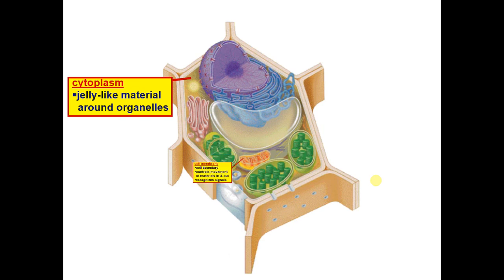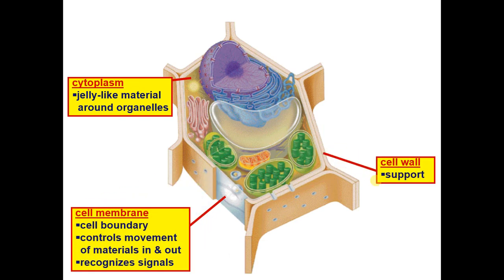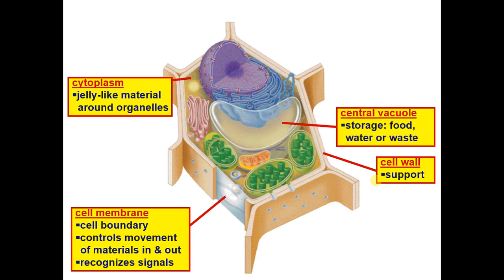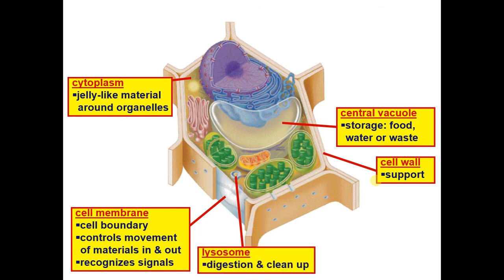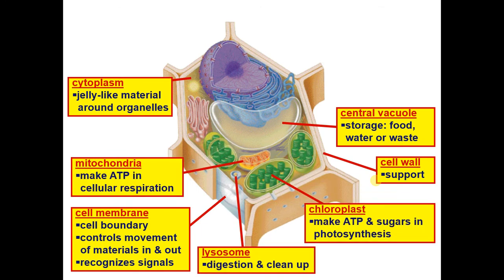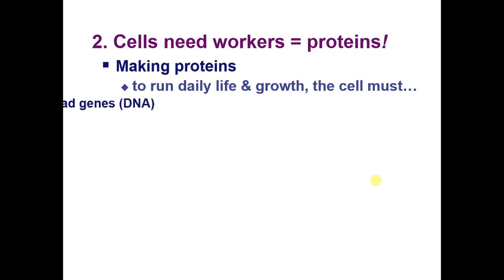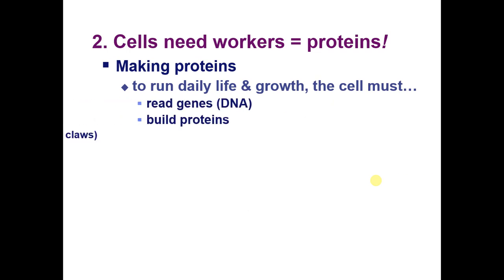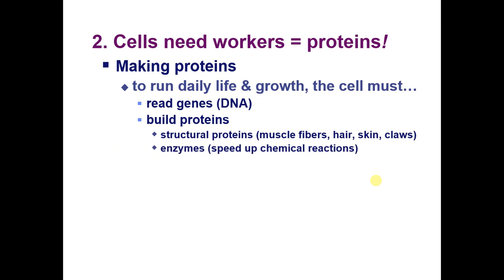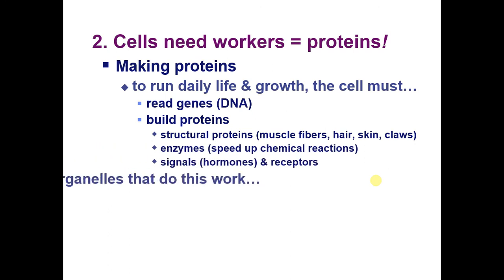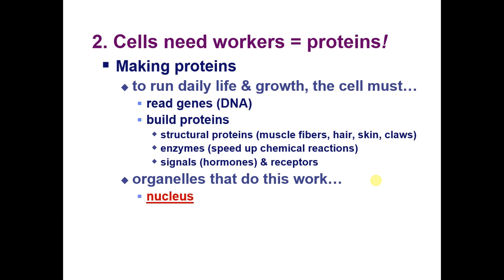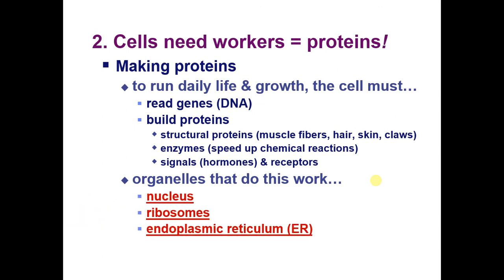So here's the cytoplasm of a plant cell, and the cell membrane, and the cell wall, and there's that giant central vacuole that we said can store food and water and waste, the lysosome, mitochondria, and a chloroplast. Cells also need workers. They need proteins. To make proteins, to run daily life and growth, cells must read genes, build proteins for structure, for enzymes, to signal for hormones. The organelles that do that are the nucleus, the ribosomes, and the endoplasmic reticulum.